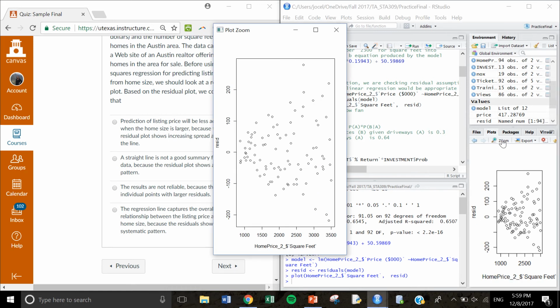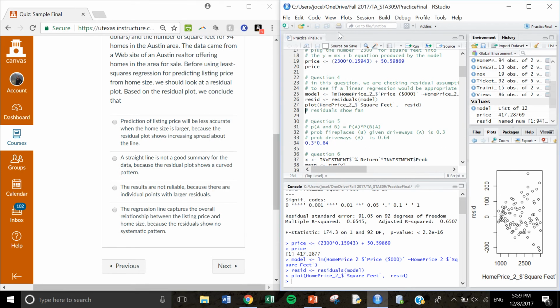We look at this plot and we see there's a clear fan. It spreads out as x increases. So with homes with bigger square feet, there's a greater residual. We're not as good at predicting the price. When we look at the answer choices, it says prediction of listing price will be less accurate when the home size is larger because the residual plot shows increasing spread about the line. As it fans out, the residuals get bigger, so we're not as good at predicting those bigger sized homes.